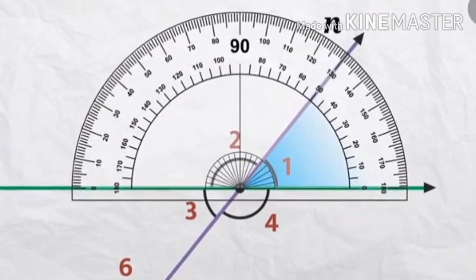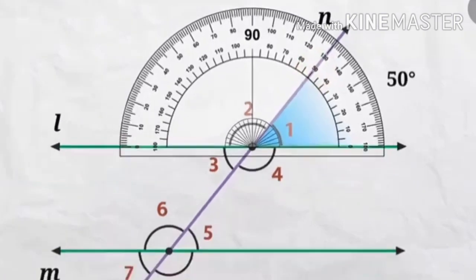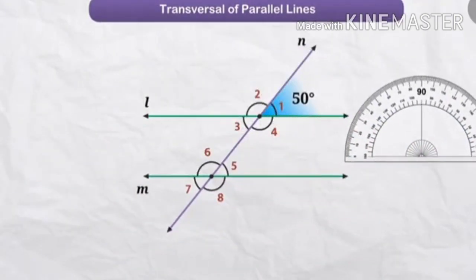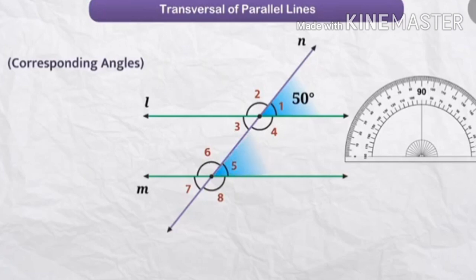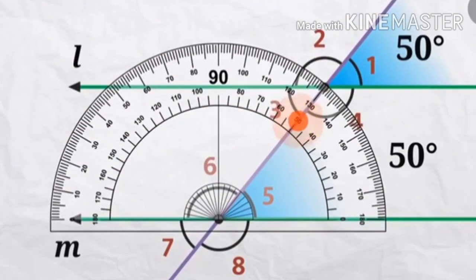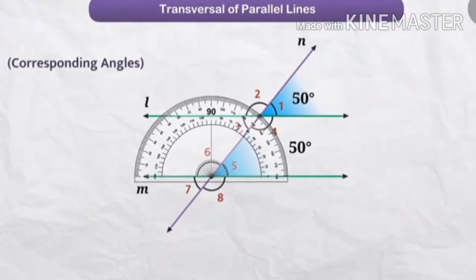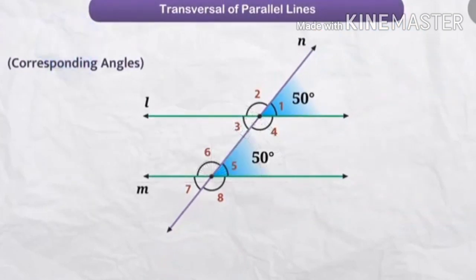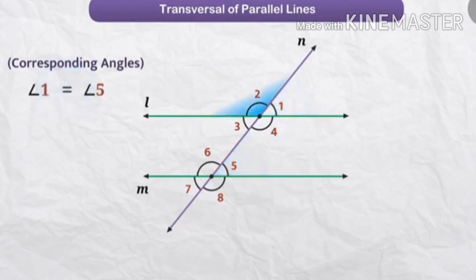As you can see, here we have got a measurement of angle 1 as 50 degrees. Similarly, with the concept of corresponding angles, we find the angle corresponding to angle 1, that is angle 5, and it will also be 50 degrees. We can say that the corresponding angles, angle 1 and angle 5, are equal. Similarly, the corresponding angles, angle 2 and angle 6, are also equal.